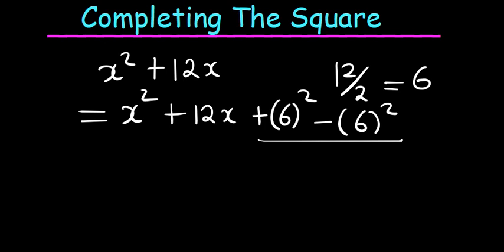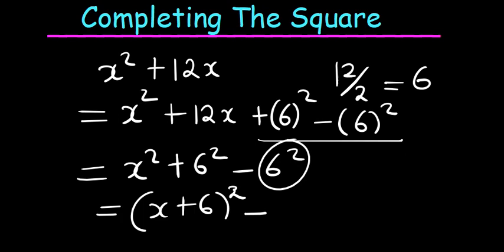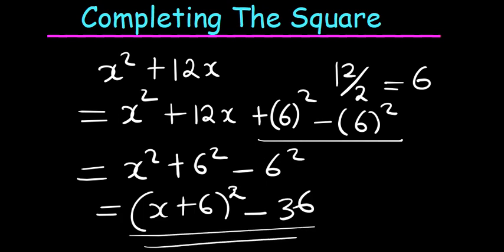So I'm now going to have x squared plus 6 squared minus 6 squared. Then what I'm going to do is put the ones with the squares in one bracket. So I'm going to have x plus 6 in brackets, then I'll put a square outside. Minus, now the 6 squared, that is 6 multiplied by 6, that will give us 36. That is the answer that we are going to get.